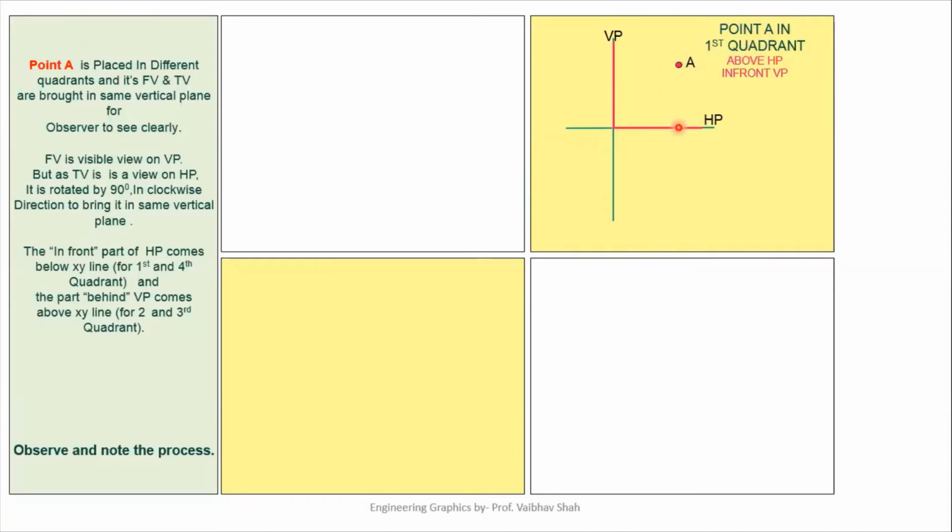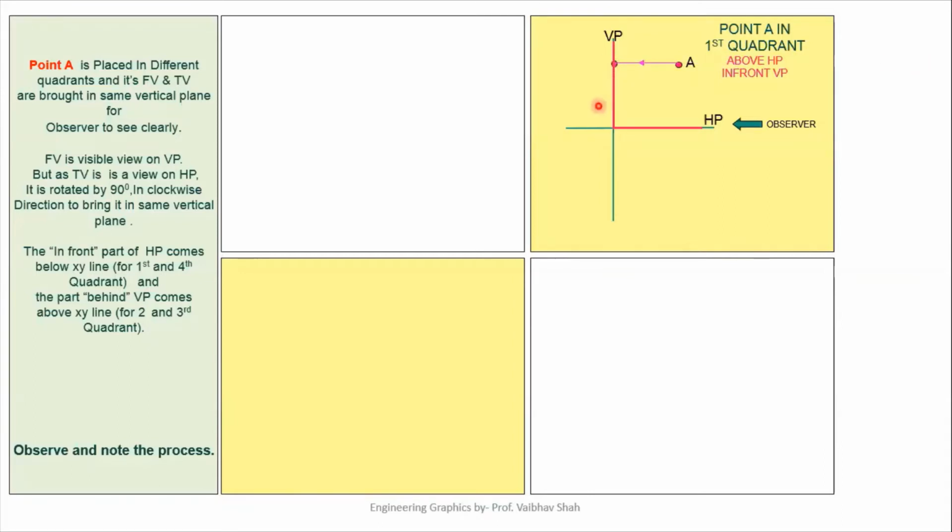Now, as you can see, point A is above HP and it is in front of VP. So now we will take its two views. First is your front view and second would be its top view. So let us take its front view. This is your observer direction. We are observing this point from this direction. So if we observe this point from this direction, we will have its front view somewhere here on the VP. So it can be known as your A dash point.